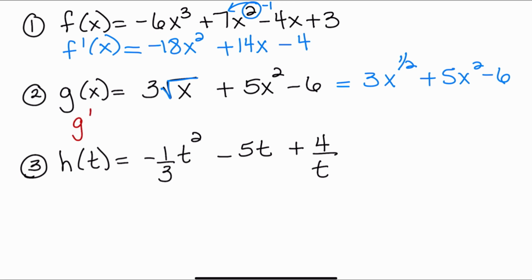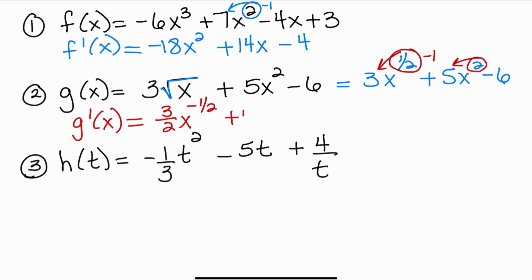I'm going to get g prime of x is equal to, I take the 1/2, multiply it by 3, that's going to be 3/2, and then I'm going to reduce the power by 1, so I get x to the -1/2 power, plus take the 2, multiply it to the 5, so plus 10, reduce the power by 1, 10x, and then of course the derivative of any constant is always 0, so that's my final answer.